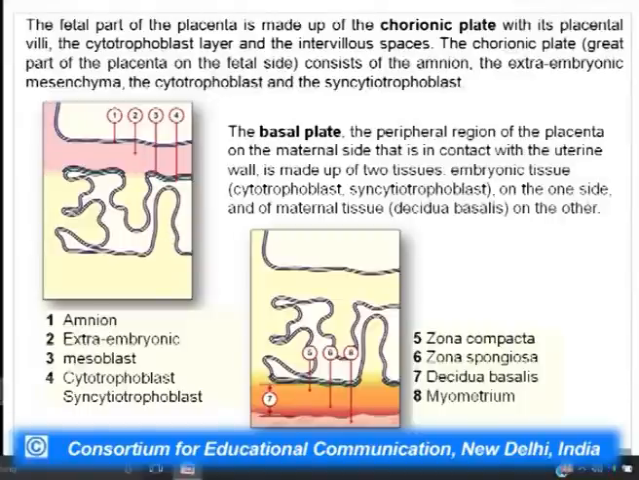The basal plate, the peripheral region of the placenta, which is present on the maternal side, is in contact with the uterine wall. So, this is the uterine wall, and they are composed of two tissues, the embryonic tissue, which is basically the cytotrophoblast and the syncytiotrophoblast. Here you can see the cytotrophoblast and syncytiotrophoblast. It touches the uterine wall on one side, and on the other side is the maternal tissue, the decidua basalis. You can see the zona compacta, spongiosa, decidua basalis, and this is the myometrium.